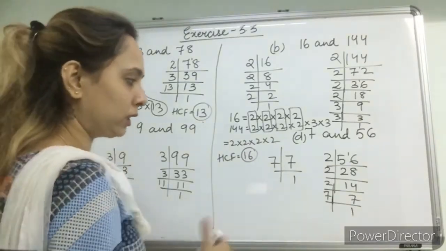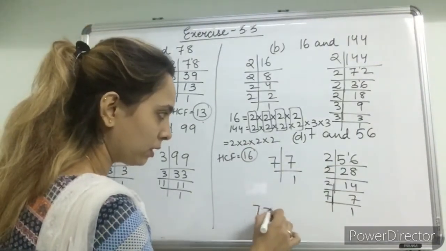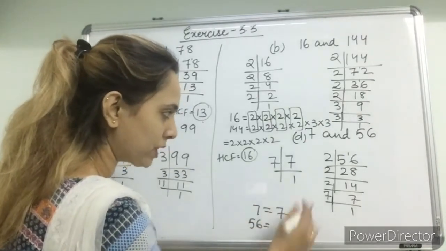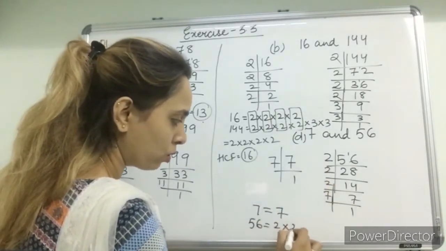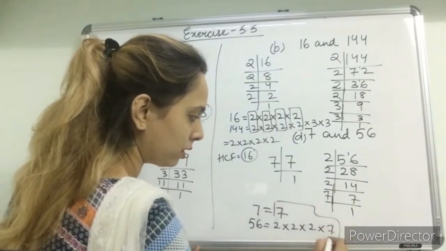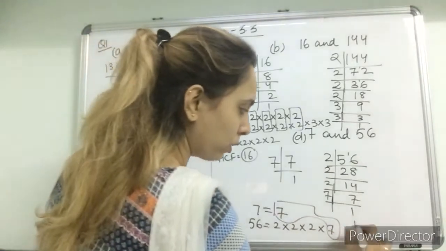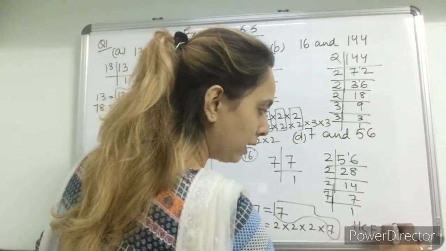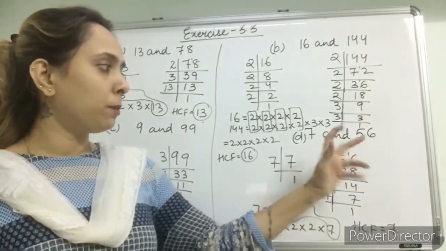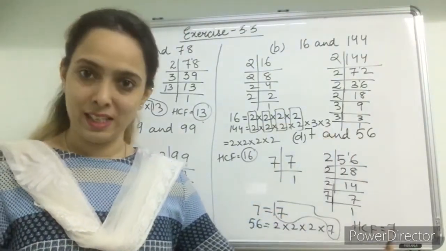Let's check it out for 7 and 56. 7 has only one 7, and here we have 2, 2, 2 and 7. So here 7 is the common number. So the HCF is 7. So students, here also the first number of these two numbers is the HCF.